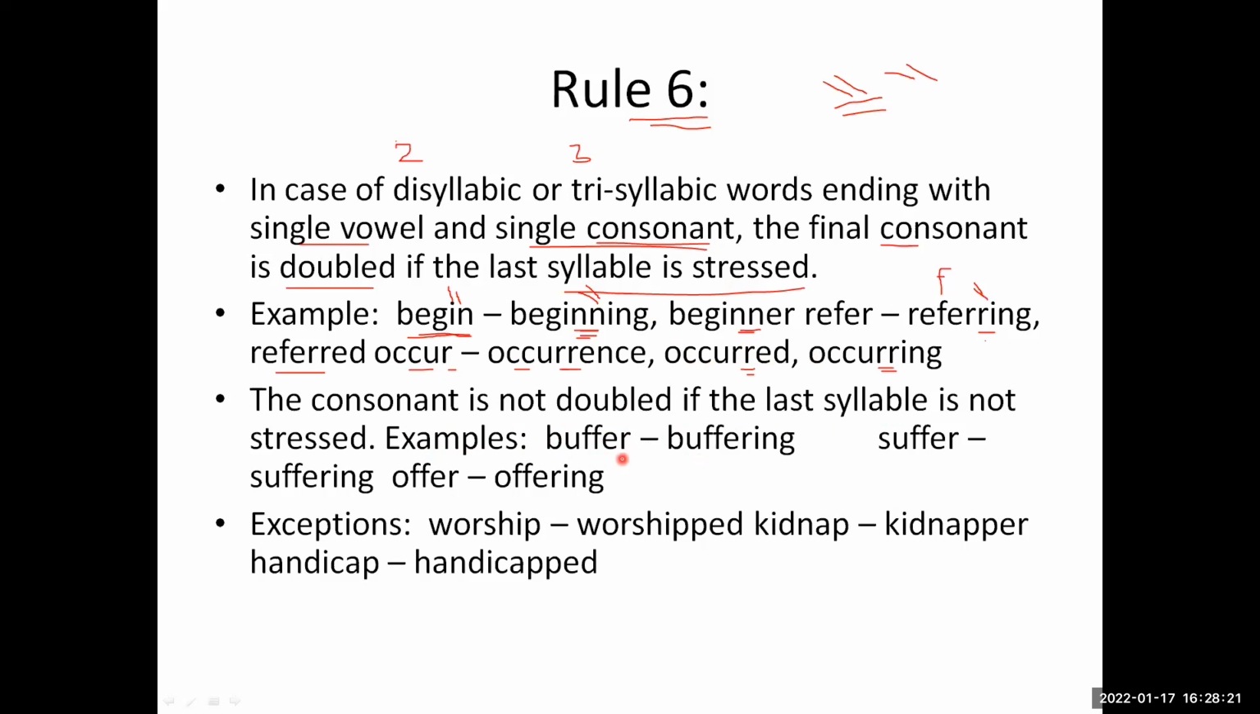For example, you can see buffering. Here R is not stressed, so it is not double R. It is only R-ing, buffering. This R is not stressed here, so the spelling is only buffering. Single R is here, not double R. Suffer, suffering. Here R is not stressed, so single R. Offer, offering. Here R is not stressed.